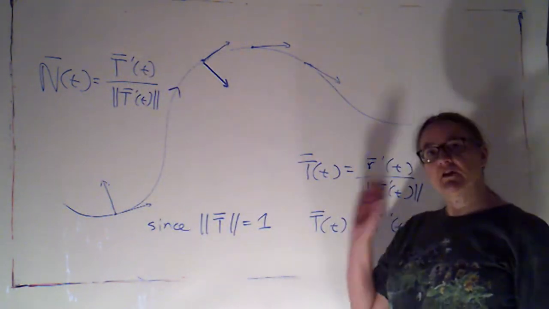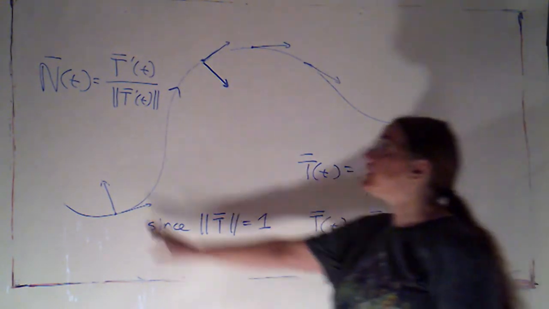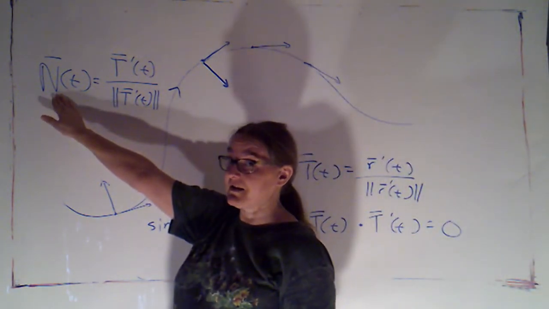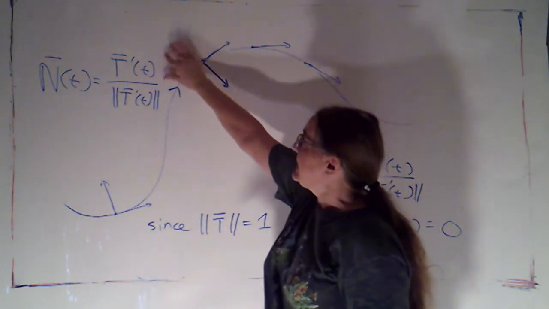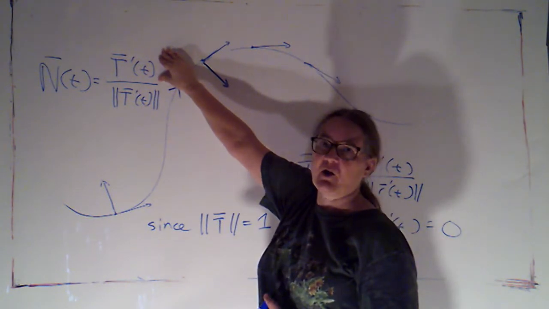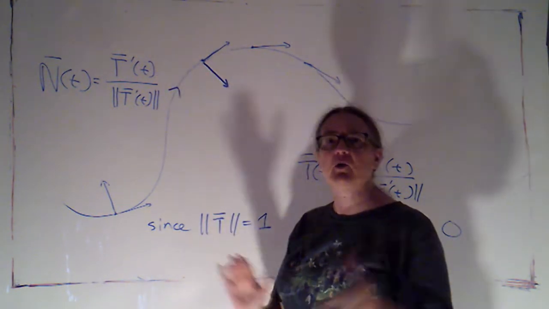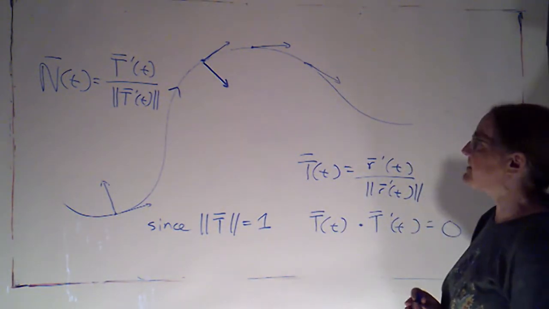Okay. So the unit tangent vector is guaranteed to exist if we have a smooth curve. The unit normal vector is not guaranteed to exist if we have a smooth curve. It will exist if T is differentiable and if T' is not 0. Now, it's going to be most of the time, but there will be some isolated points where the unit normal vector doesn't exist, and that's okay.